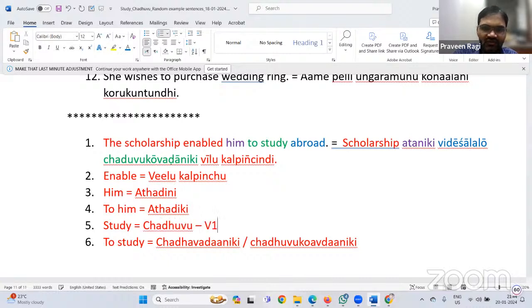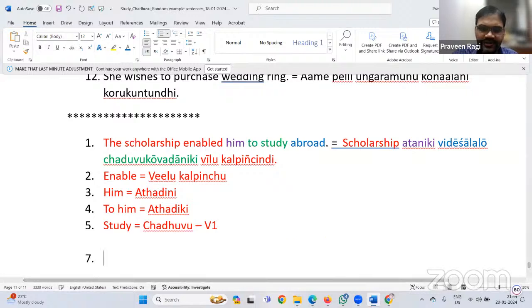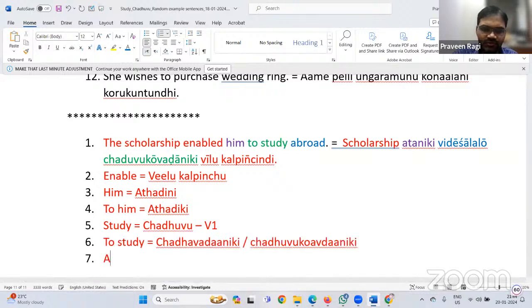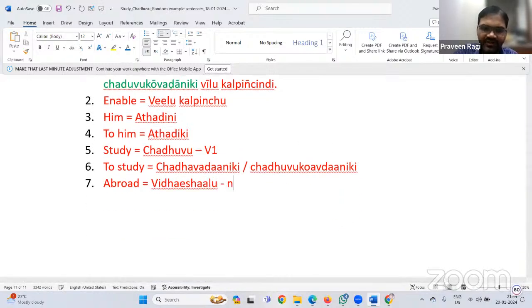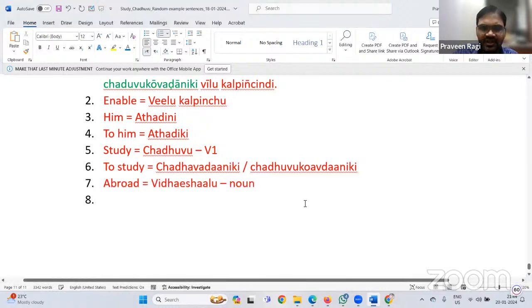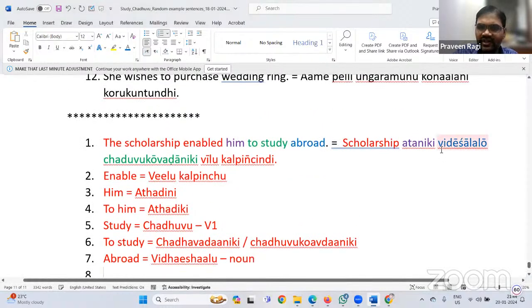This is V1, verb in base form. చదువు becomes చదువుకోవడానికి or చదవడానికి. Abroad means విదేశాలు. This is the meaning as a noun. But here, if you look at this sentence, we mentioned విదేశాలలో.